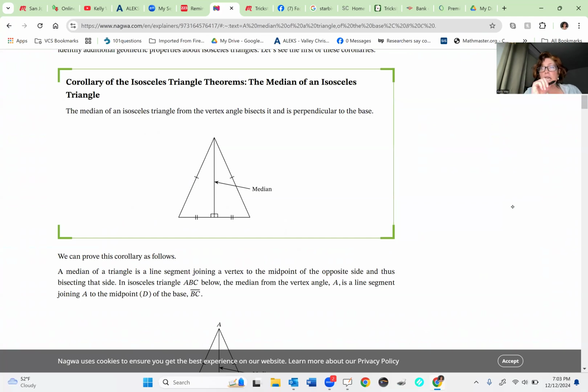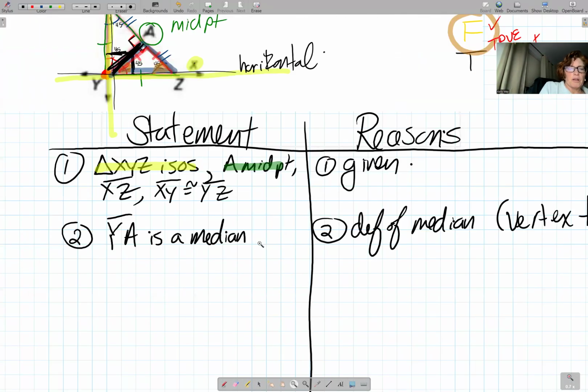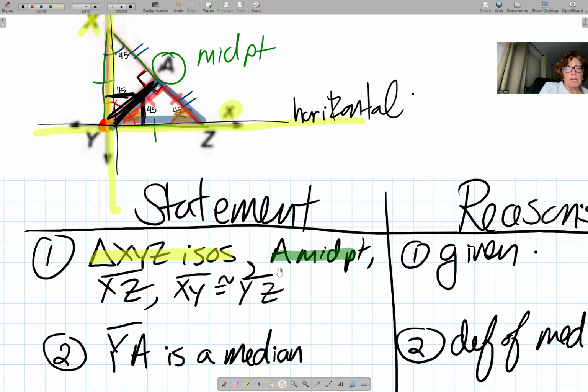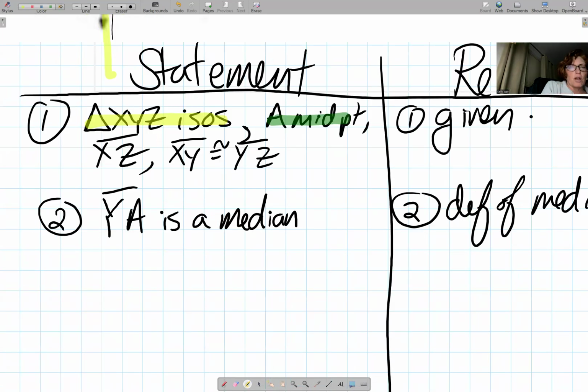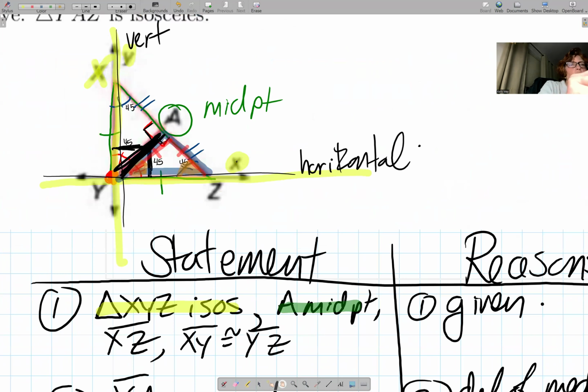All right, now here's the key to that corollary. It's called the corollary of the isosceles triangle theorem, the median in an isosceles triangle. And you can see here that if you have a median from a vertex, it does two things. One, it bisects the vertex and it's perpendicular to the base. So because of establishing the fact that it's a median and establishing the fact that it's isosceles, then we know we get this right angle here, and the vertex is being cut in half.